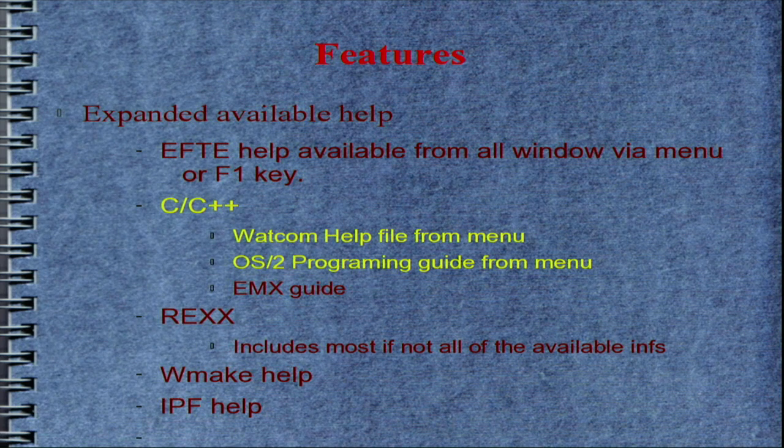A lot of what I've been working on is the help system. I finally got EFTE so it actually finds its help all the time. I had to add it to the help path, but what can I say? Added the EMX guide, and then I added the Rex help, and it includes basically all of the INFs I could find. Since they're all added together, if you don't have them all in your help path, it'll just skip the ones that you don't have.